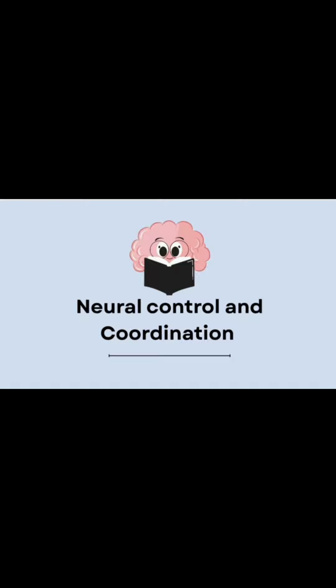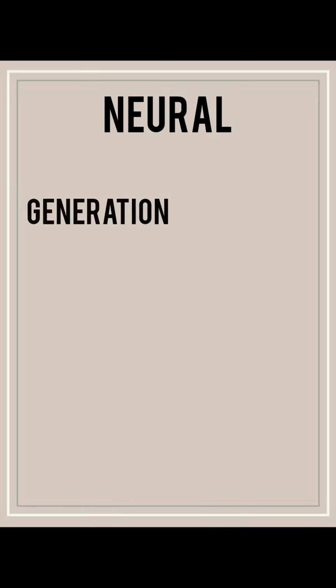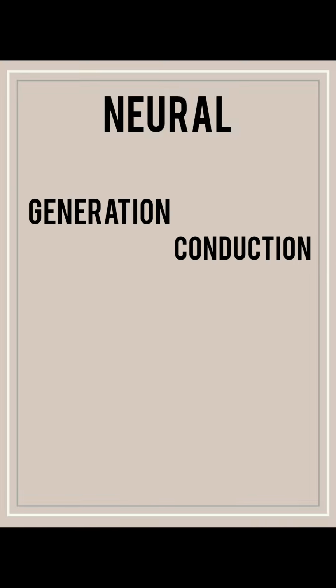This is episode 2 of the Brain series, Neural Control and Coordination. In this episode, we'll be learning about the generation and conduction of the nerve impulse and the transmission of impulse. First, let's understand the generation of a nerve impulse.